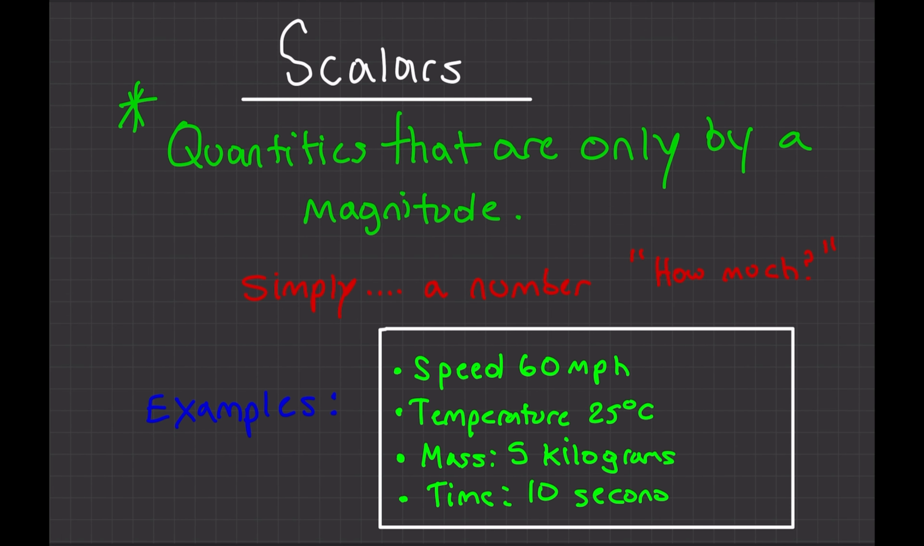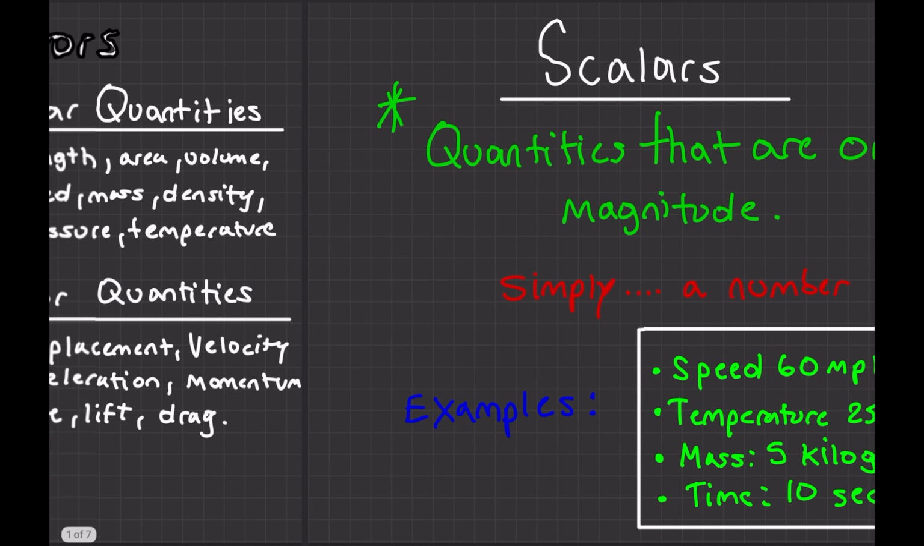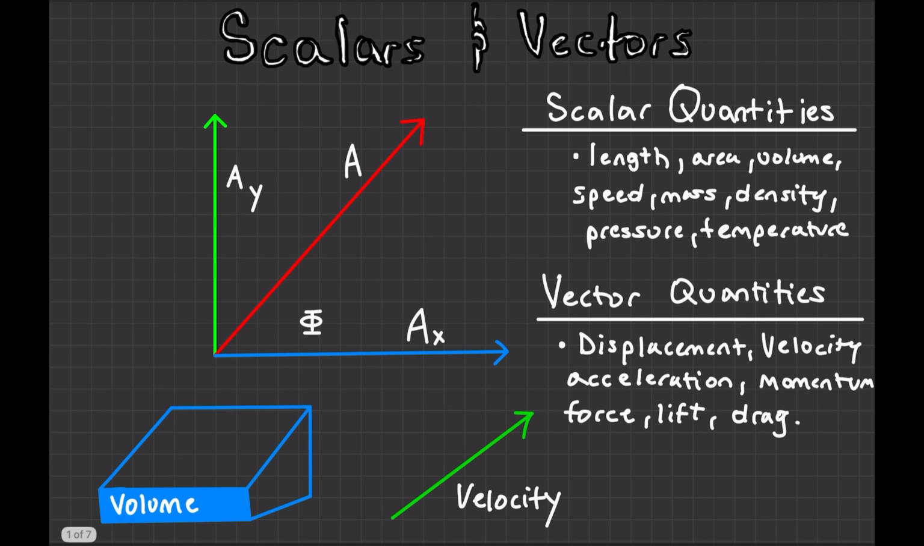Scalars are quantities that are described only by a magnitude. This is a fancy way of saying simply a number or how much. There is no direction involved. Some examples are speed, temperature, mass, time. If I go back to our previous slide, we can see here some other ones: density, pressure, temperature.